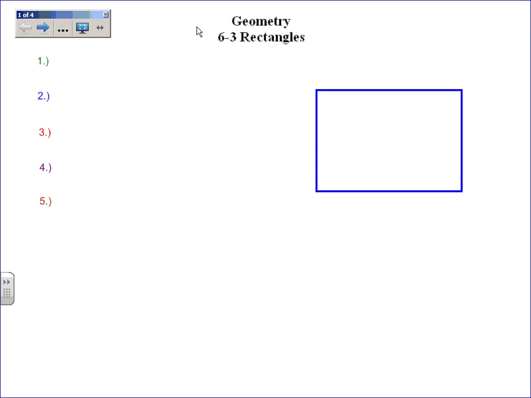I'm hoping that you are able to keep track of what we've talked about. We actually started chapter 6 by talking about polygons, which is what again? What's a polygon? A closed figure with sides, right? They have to be segments.